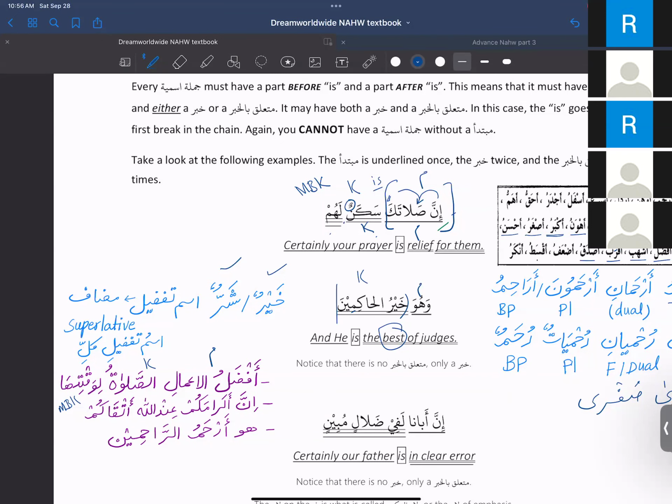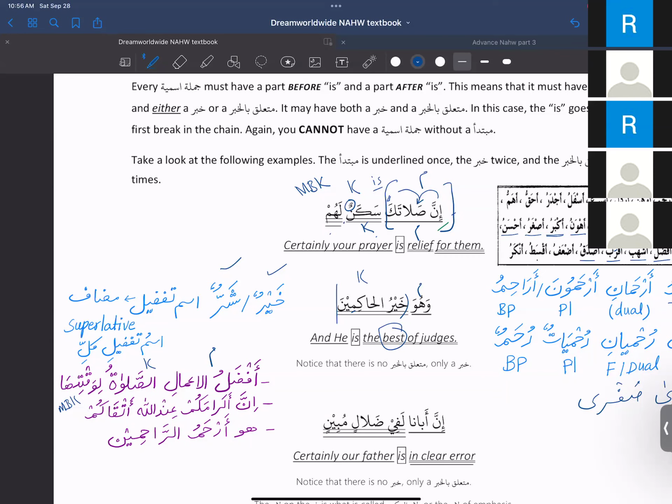Inna akrama. It is mubtada because inna will change akramu to akrama in the accusative. And akrama is comparative, like "nobler of you all." Akrama kum, best. Akrama kum. What role is akrama playing here?